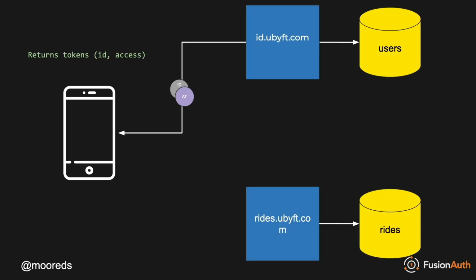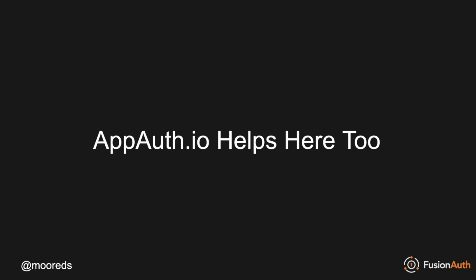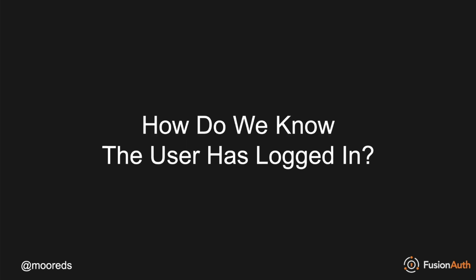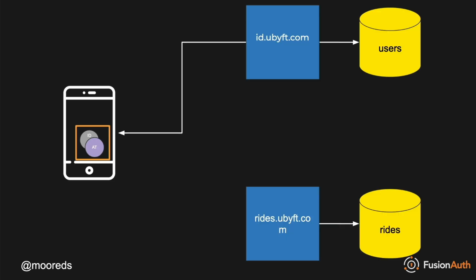Once the identity server verifies they know who they're talking to, then we get back those ID and access tokens and store them off. The nice thing is that OAuth helps here as well. At the end of the day, how do we know the user is actually logged in? Well, it's these tokens that tell us that.